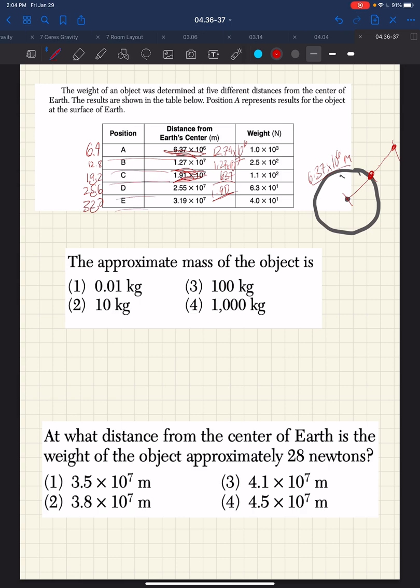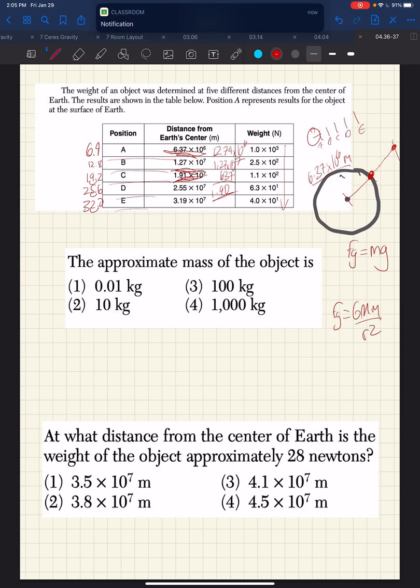So that means what happens is we know that the weight of something is mg. And we know that the force of gravity is also big G, big M, little m over r squared. So we see these weights decreasing, and we now know that these are occurring at multiples of the radius. So this is A, this is B, this is C, this is D, and this is E.